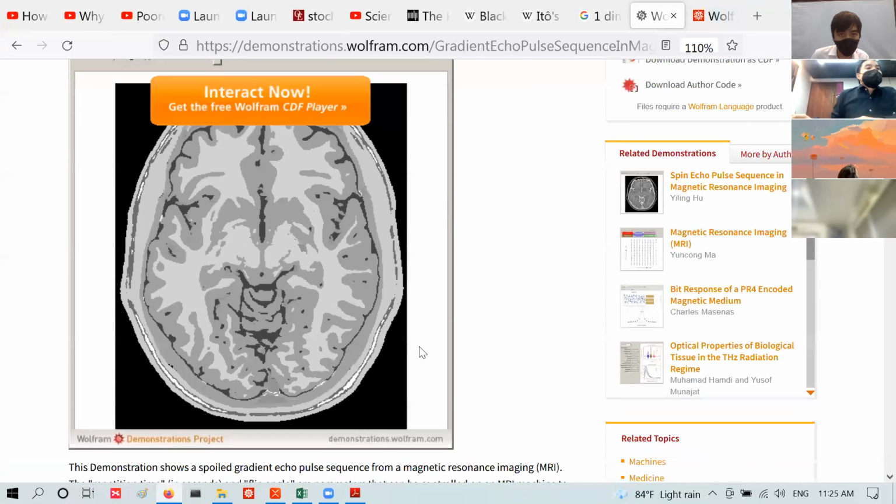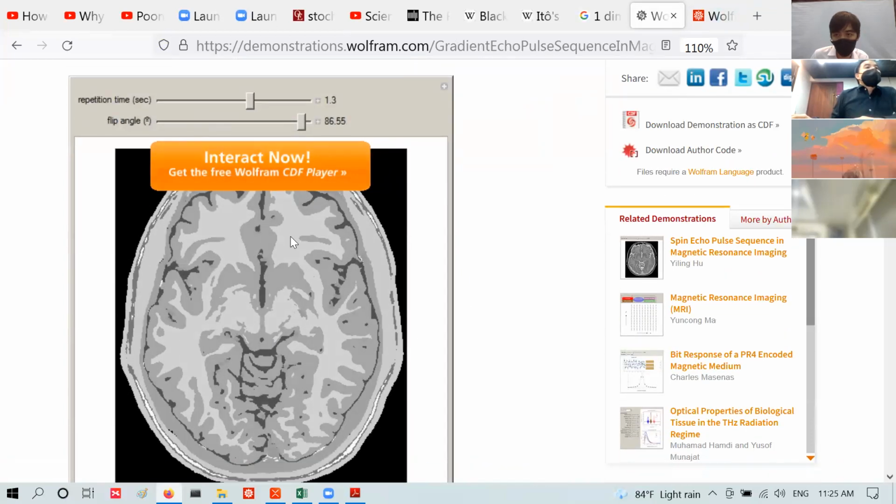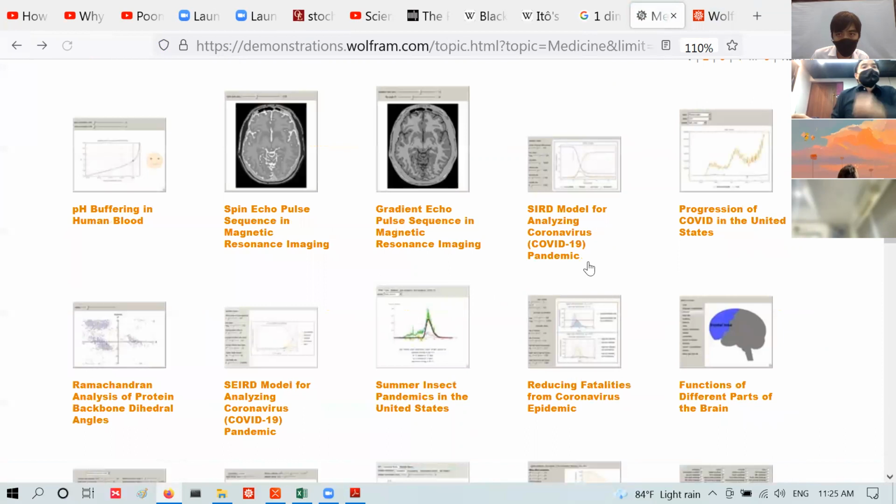Okay. So it actually has a brain scan, right? And then you can do what is called a gradient echo pulse sequence for magnetic resonance. I don't know what that is. Okay. So once again, you can do that.